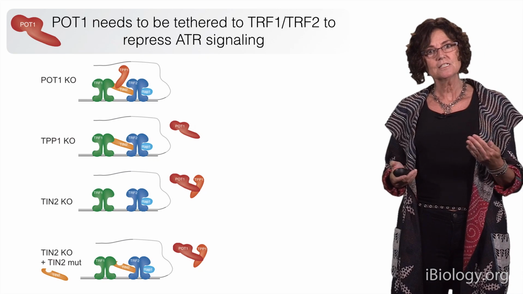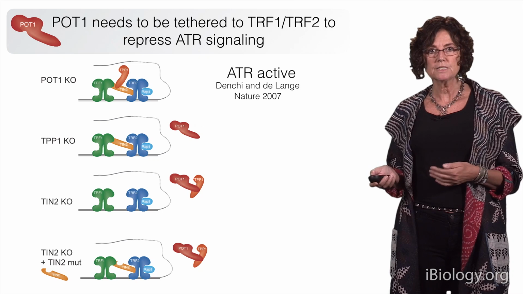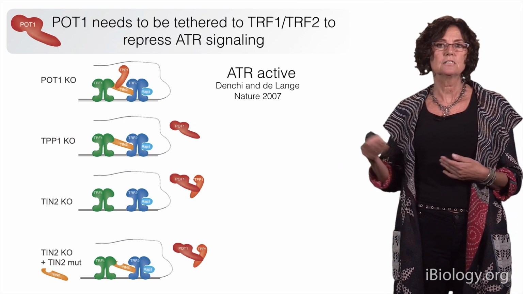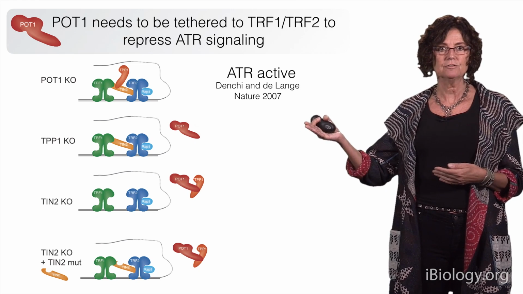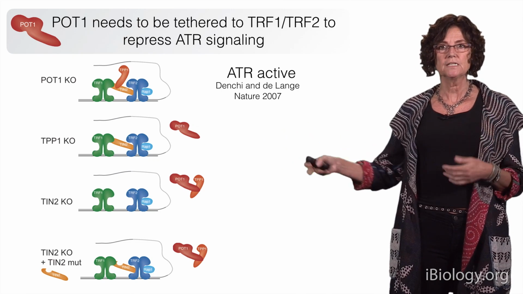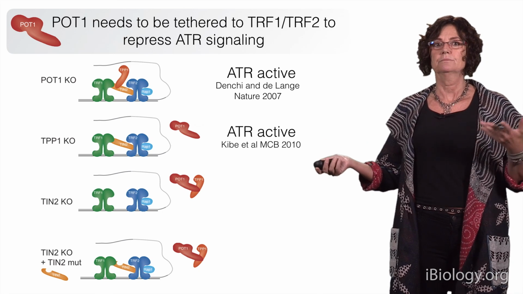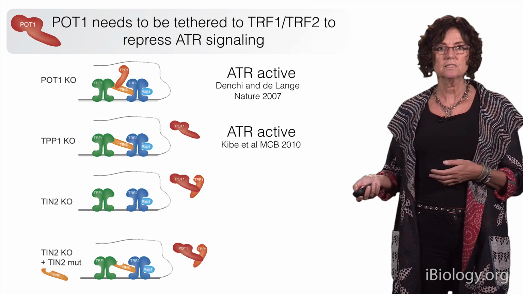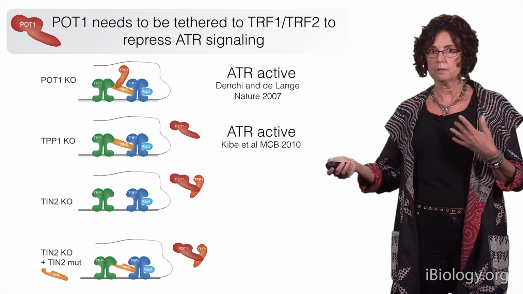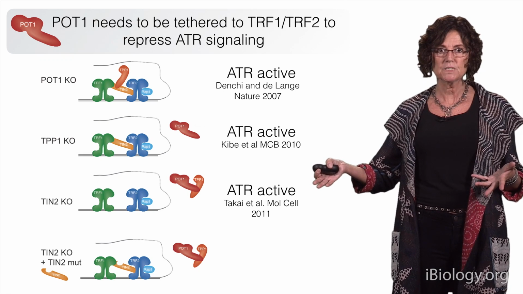So what we did is we created situations where not just Pot1 is deleted, in which case the ATR kinase becomes active, but we leave Pot1 in the cell and ruin its tethering. We can do that by deleting TPP1. We found that ATR becomes active. Or we can do it by deleting TIN2. We found that ATR becomes active.